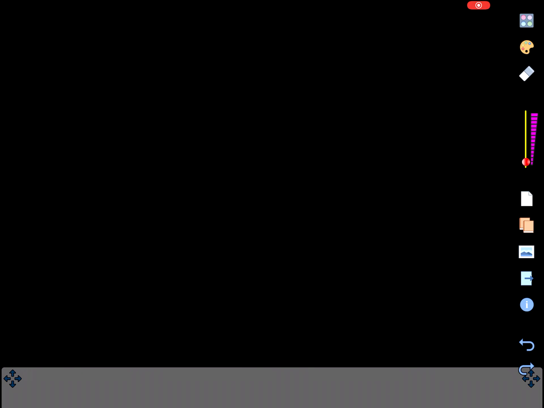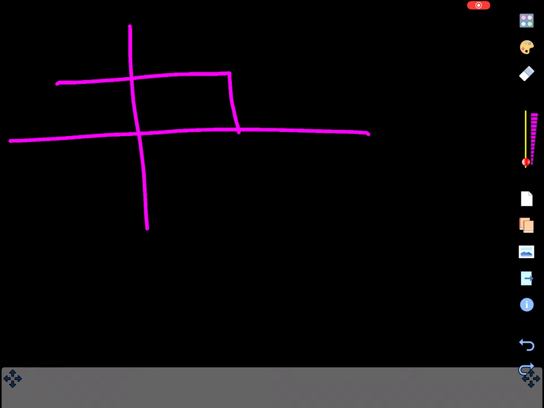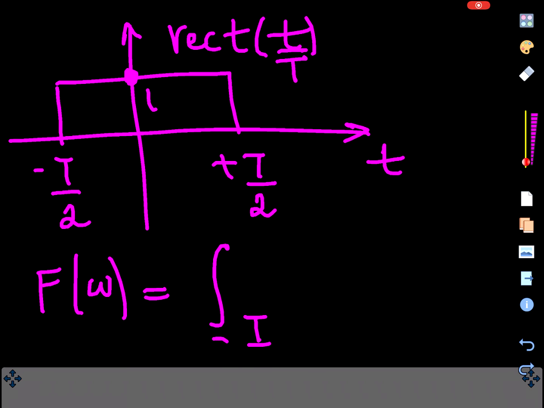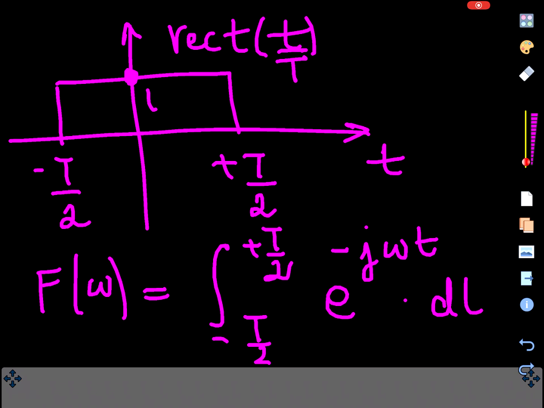How about the rect function, which is defined on the support of time minus T over 2 to plus T over 2 with an amplitude equal to 1. So here this is the rect function over time. So the Fourier transform F(omega) will be the integral from minus T over 2 to plus T over 2 of 1 multiplied by exponential minus j omega t dt.